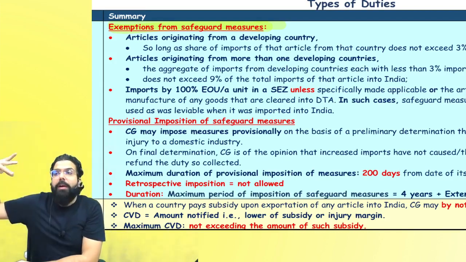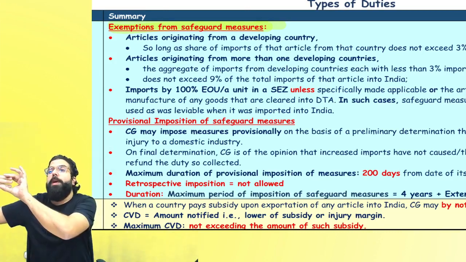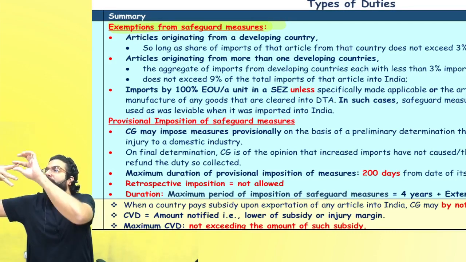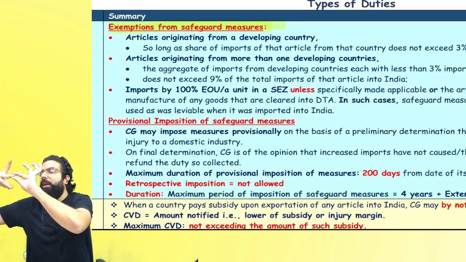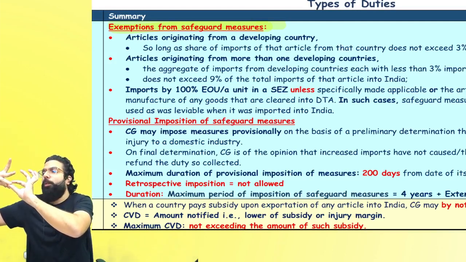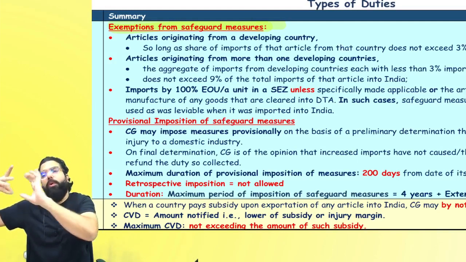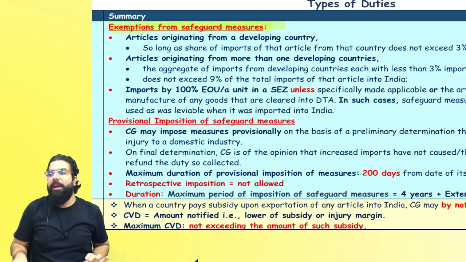Supposing this country is 4%, developing, plus less than 3%, and total should be up to 9. Remember, less than 3% and total should be up to 9. For example, this country is developing but 4%, what will you do? No. Sir, this country is less, 2%, this country 2%. Take the total, it is only 4%. Both countries' import will be exempted.